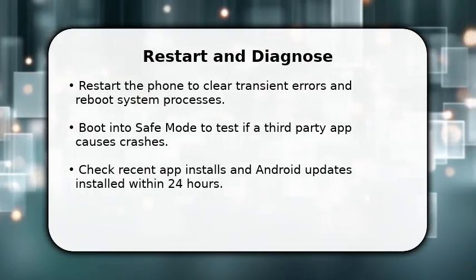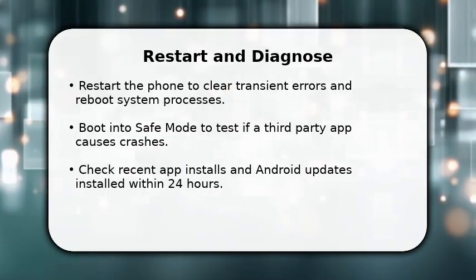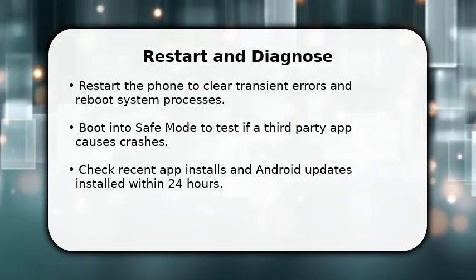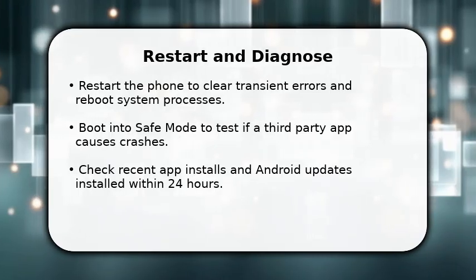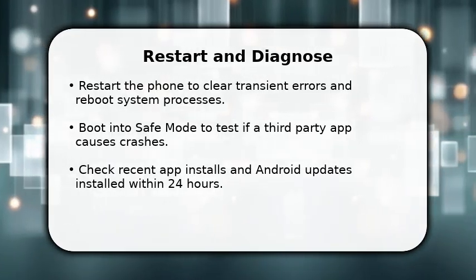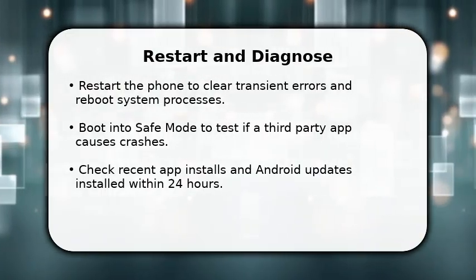If the crash persists, boot into safe mode to run a minimal system. To enter safe mode, hold power then long press Restart or use your device key combo. In safe mode, observe whether Com.android.phone still stops. If crashes stop, a recently installed app is likely causing the problem.